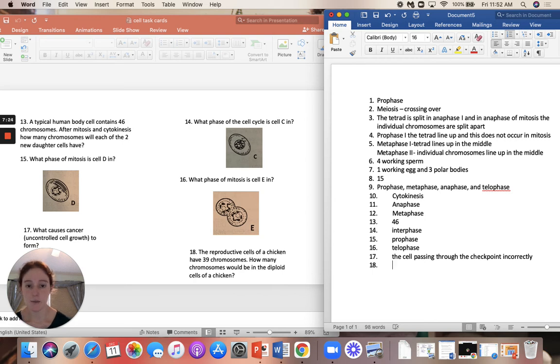And 18, the reproductive cells of a chicken have 39 chromosomes. How many chromosomes would be in the diploid cells of a chicken? So haploid would be 39. We're looking for diploid. So 39 plus 39. Anybody really good with math here? It's going to be like 78, I think.